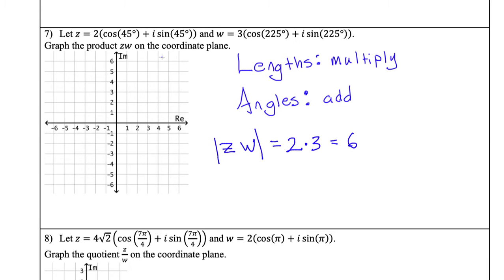And if I add the angles together, what's 45 plus 225? 270, I think, right? Our angle is equal to 45 degrees plus 225 degrees, and that is 270 degrees. Then graph this. Can we graph 270 degrees? Where's 270 degrees? That's 180. 270 is down, so it's going to be somewhere on this axis. And how far away from the origin do I go? 6. Done. There it is.